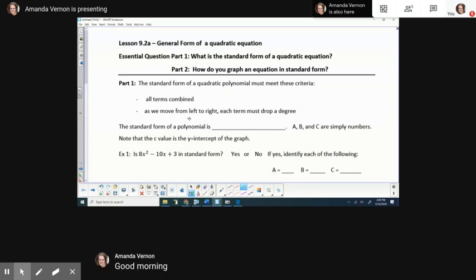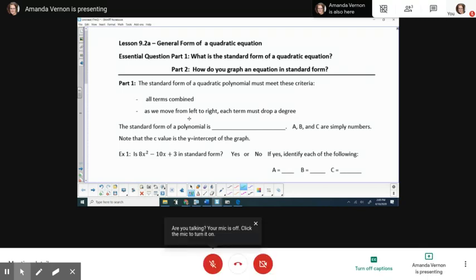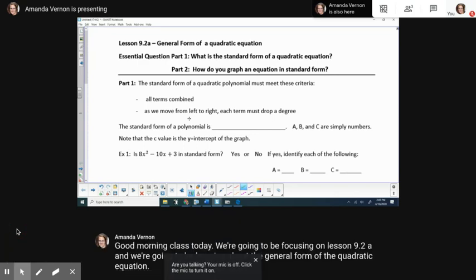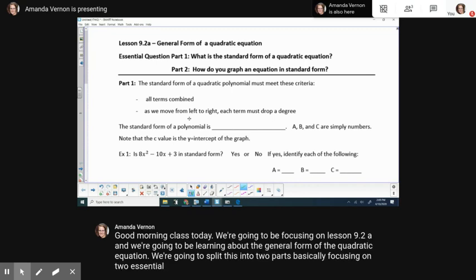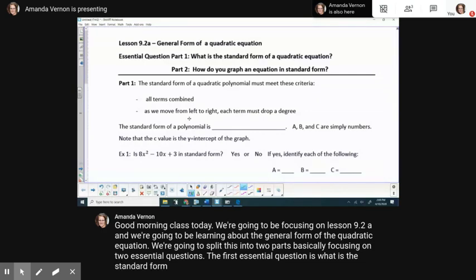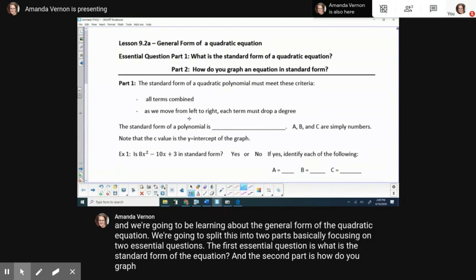Class. Today we're going to be focusing on lesson 9.2a, and we're going to be learning about the general form of the quadratic equation. We're going to split this into two parts, basically focusing on two essential questions. The first essential question is, what is the standard form of the equation? And the second part is, how do you graph an equation in standard form?